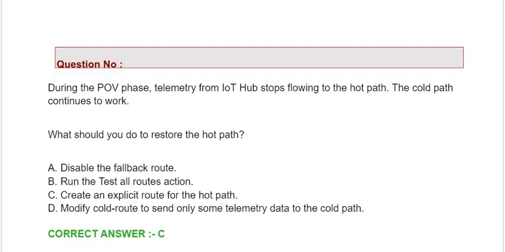Next question is, during the POV phase, telemetry from IoT Hub stops flowing to the hot path. The cold path continues to work. What should you do to restore the hot path? And the options are option A, disable the fallback route. Option B, run the test all routes action. Option C, create an explicit route for the hot path. Option D, modify the cold route to send only some telemetry data to the cold path. And the correct answer is option C, create an explicit route for the hot path.